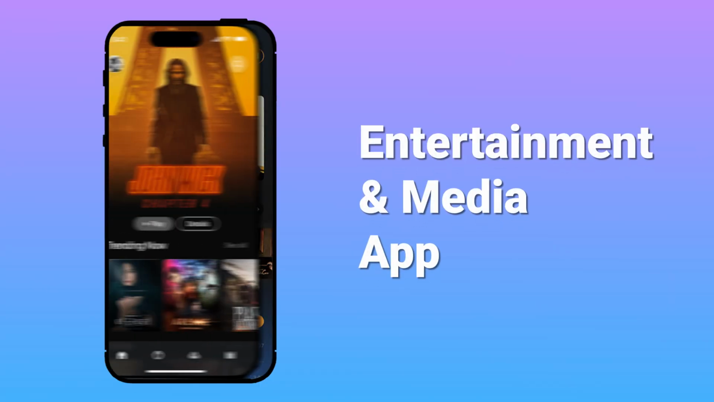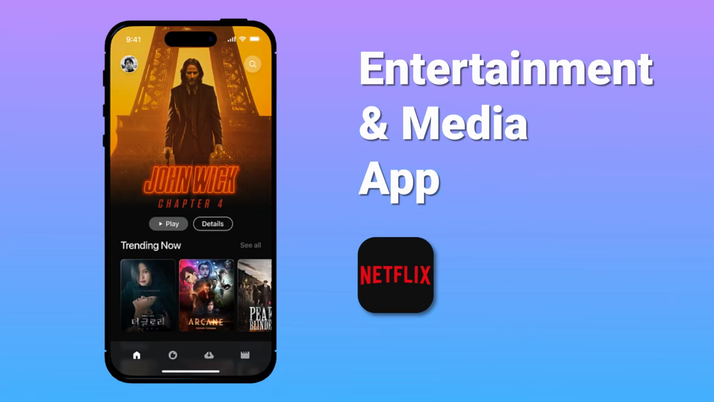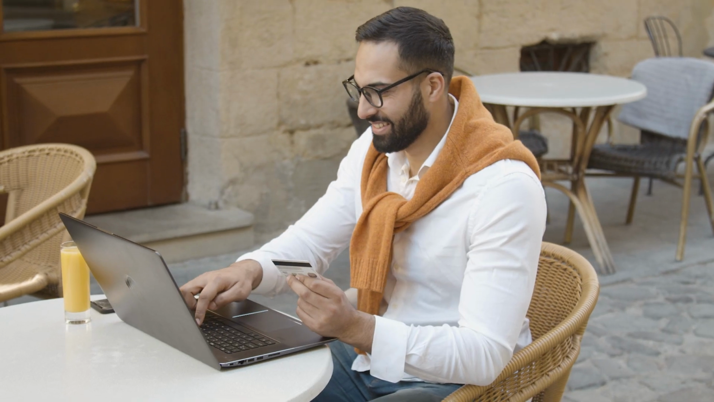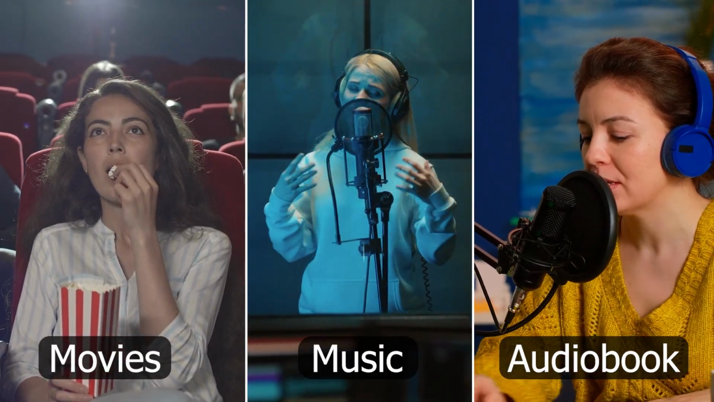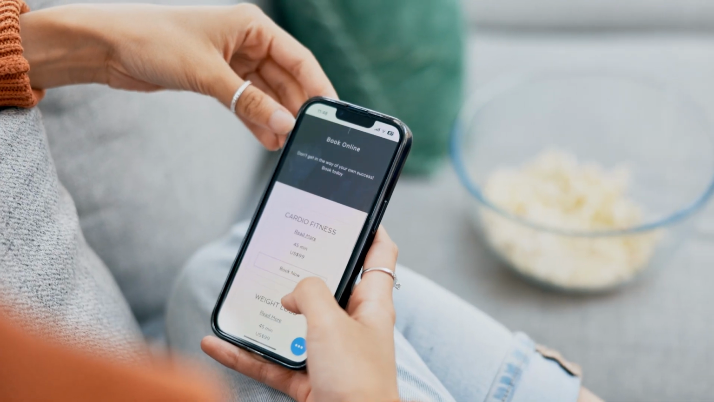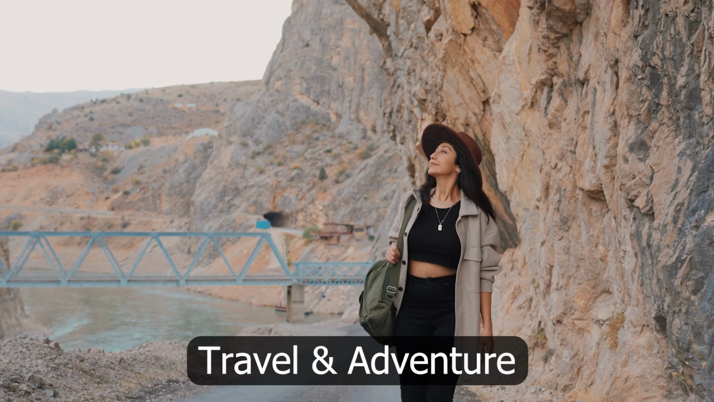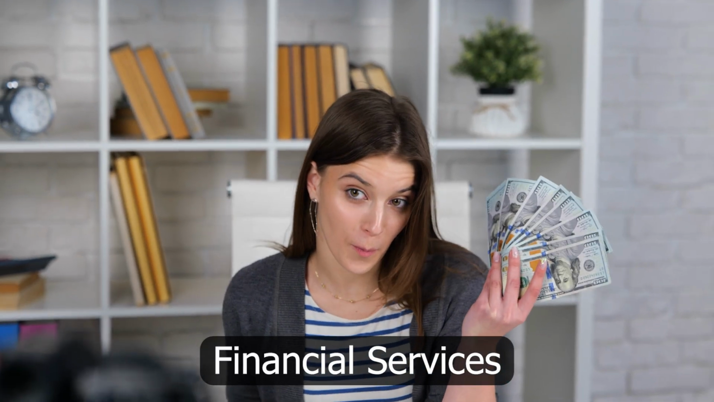Entertainment and media apps. These include apps like Netflix, Spotify Premium, Audible. These apps offer streaming services and the users pay to access a wide range of media content such as movies, music, and audiobooks. Similarly, there are membership apps in various verticals such as lifestyle and hobby, business and productivity, travel and adventure, and financial services, among others.